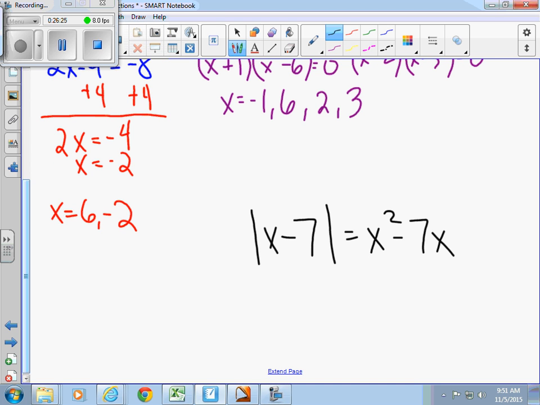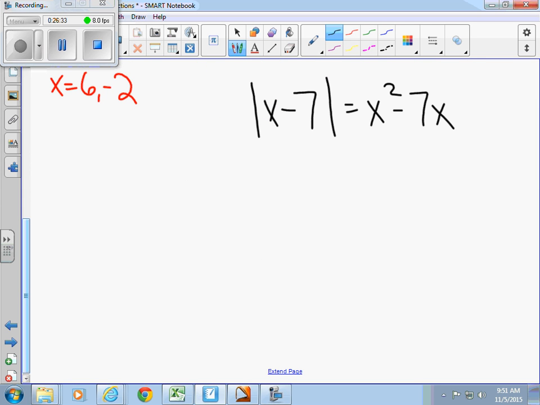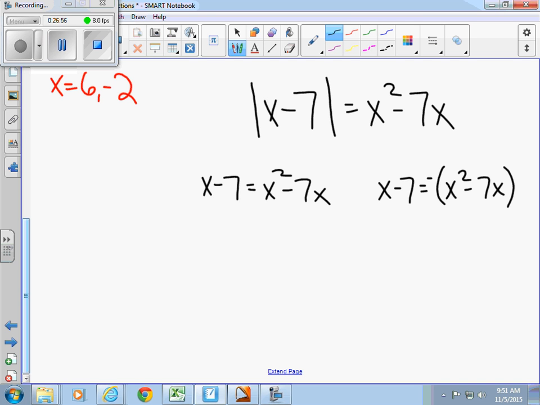Okay. The biggest thing on this one, and why I wanted to show you this one, is you don't have to do parentheses on this problem. I'm going to set up, like always, two equations. First: x minus 7 equals x squared minus 7x. The second equation, I have to make the right side negative, correct? So I get x minus 7 equals negative (x squared minus 7x). If you don't put these parentheses, you will mess the problem up because the whole side has to be negative.